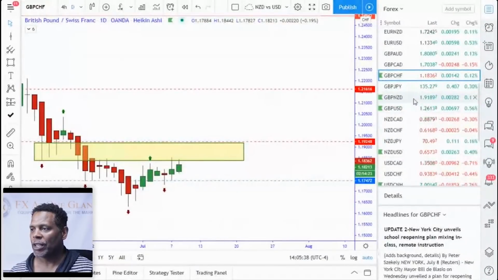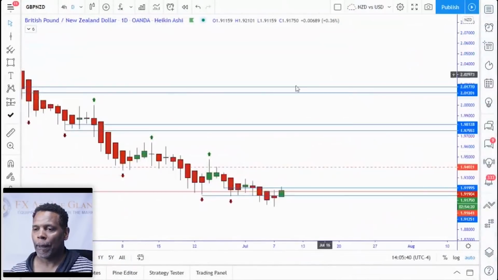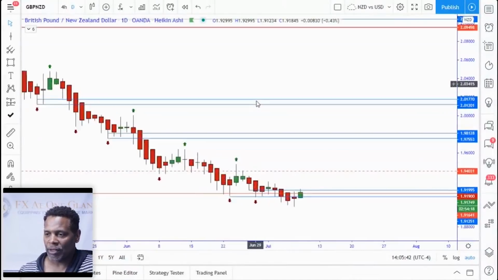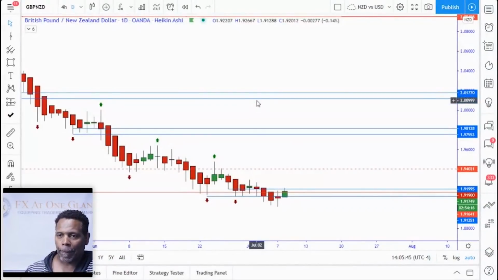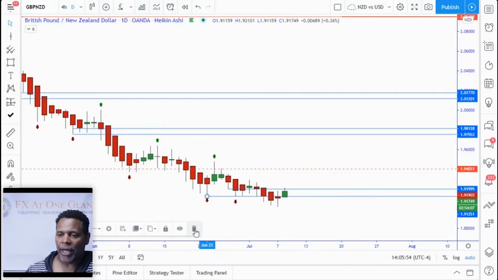I'm looking at pound New Zealand dollar here. Let me make sure why I'm looking at this one, because I looked at this earlier. I'm not really looking at this. I don't know why I put this on my chart. I was doing some analysis with this one.